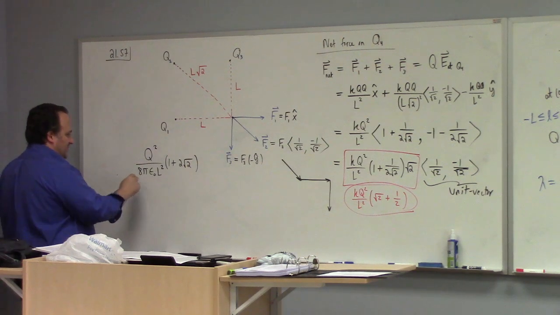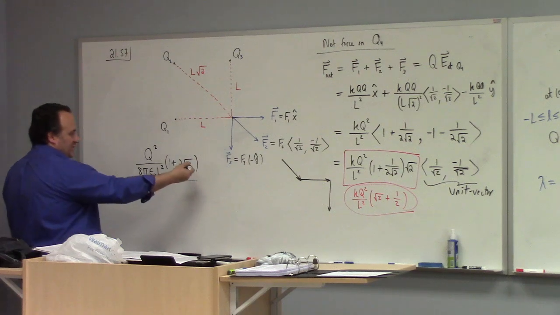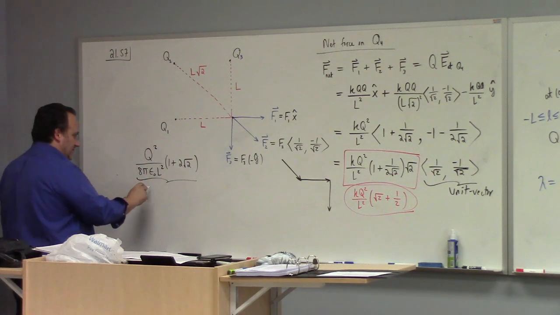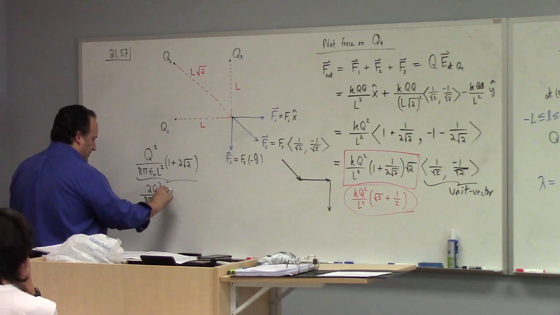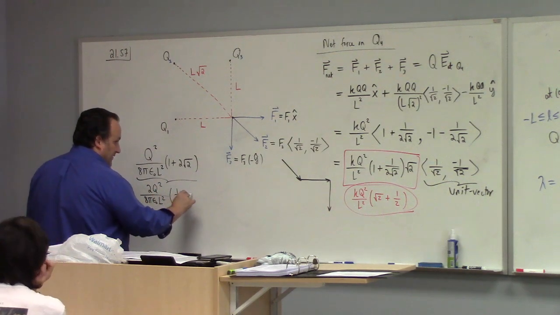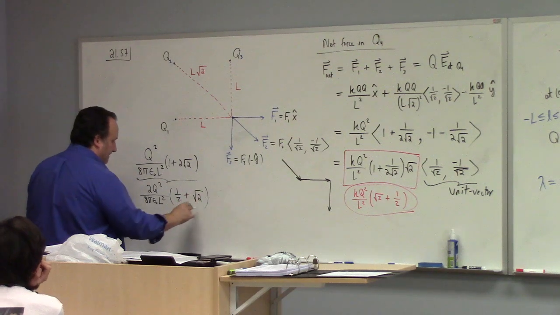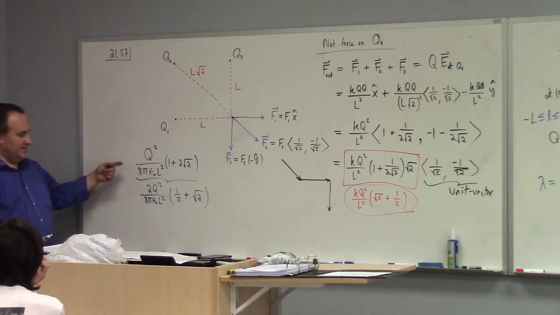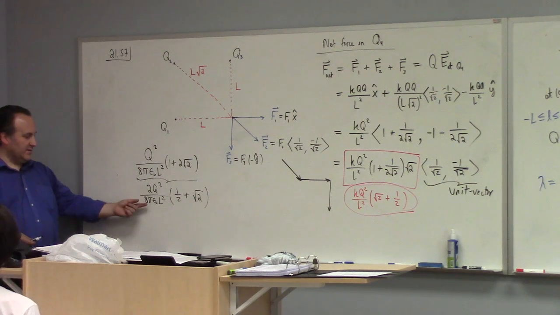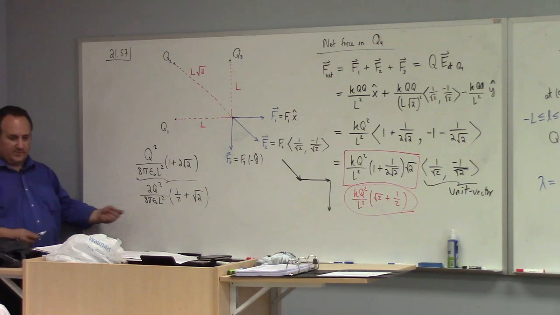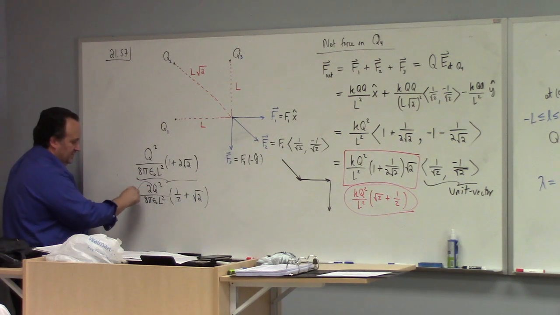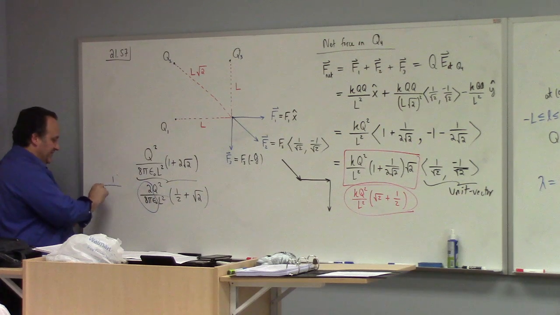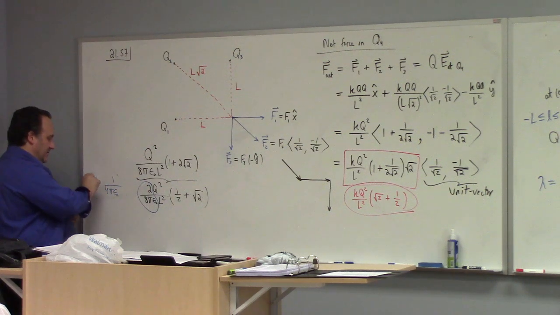So this is the book's answer, right? If you pull a 2 out of that, you get 2q squared over 8 pi epsilon naught L squared times 1/2 plus the square root of 2, right? Yeah. So this is the book's answer. I did one arithmetic step. But this 2 over 8, notice what we got here. I mean, that's my answer. See this? This is 1 over 4 pi epsilon naught, which is k.